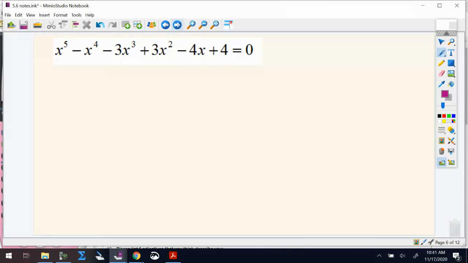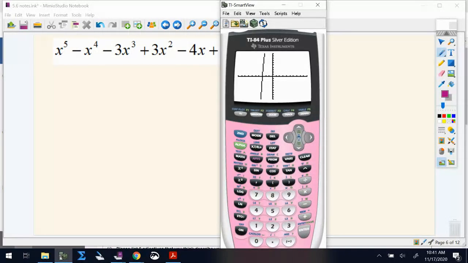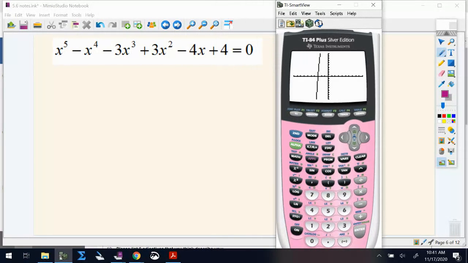All right, next one. This one's really long. However, it will work out really nicely on a calculator. So this one has a degree 5, which means my total number of zeros should be 5 of them. So I'm going to have x to the 5th, just takes a while to type in, minus x to the 4th, minus 3x to the 3rd, plus 3x squared. This is definitely one you want to make sure you type in right because there's so many terms, plus 4x, minus 4x, excuse me, plus 4, graph.